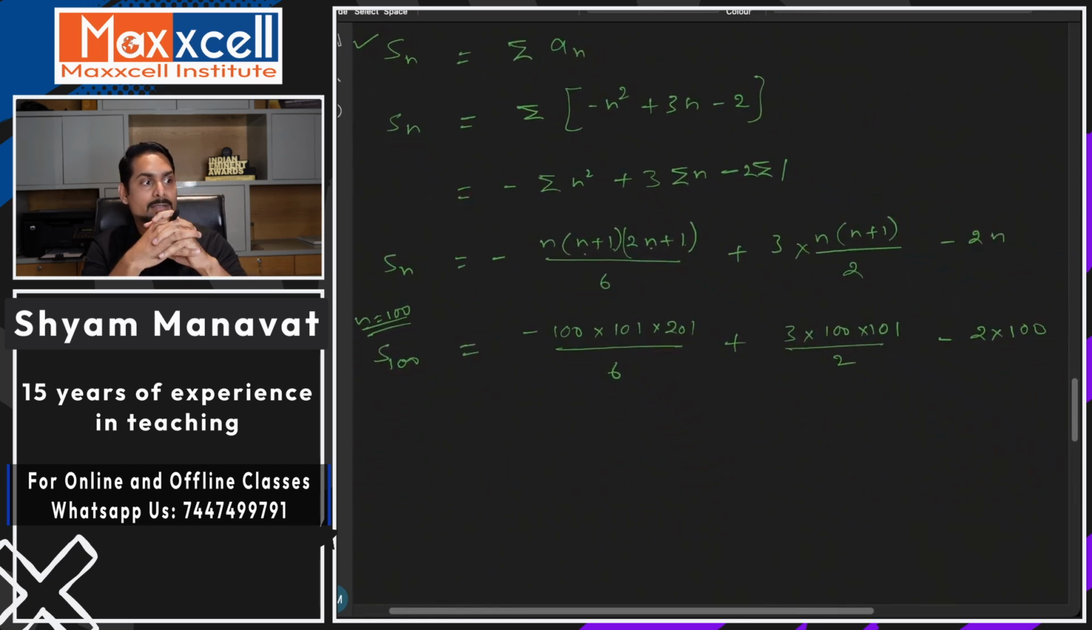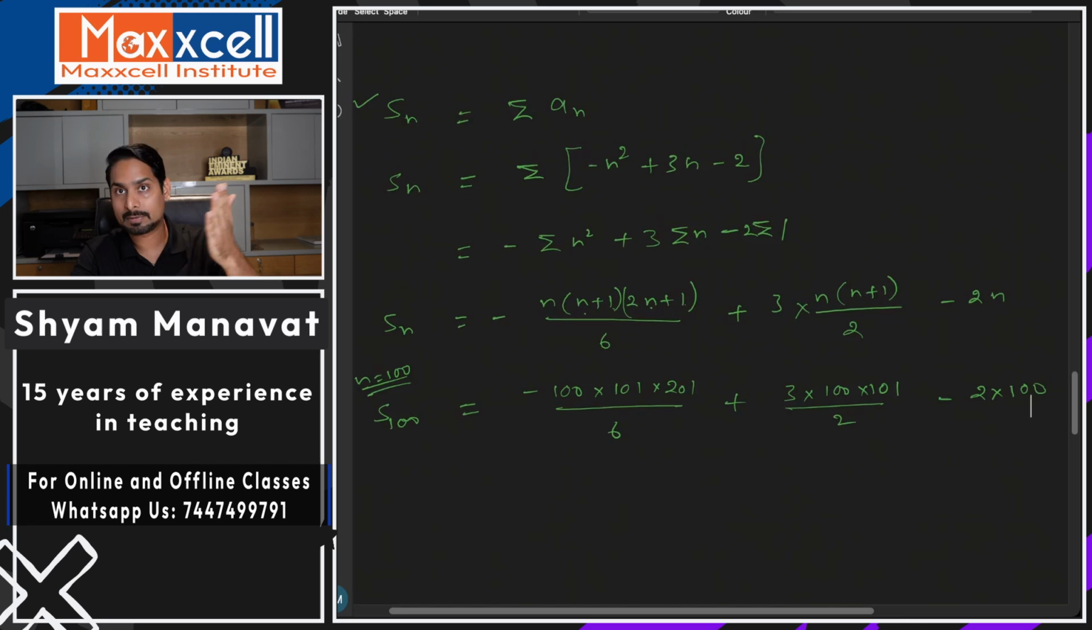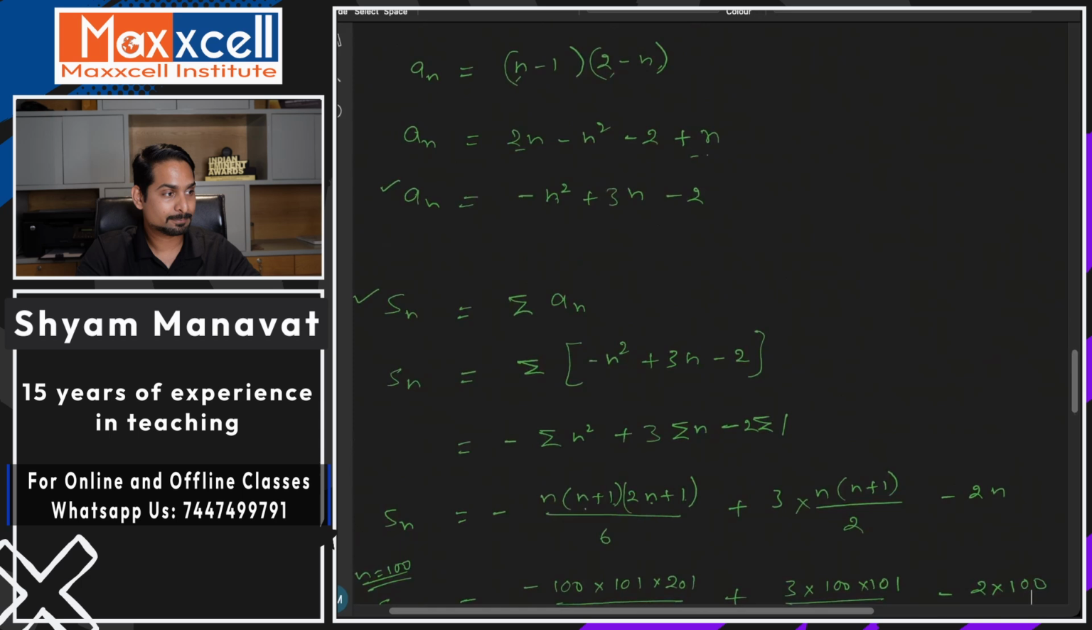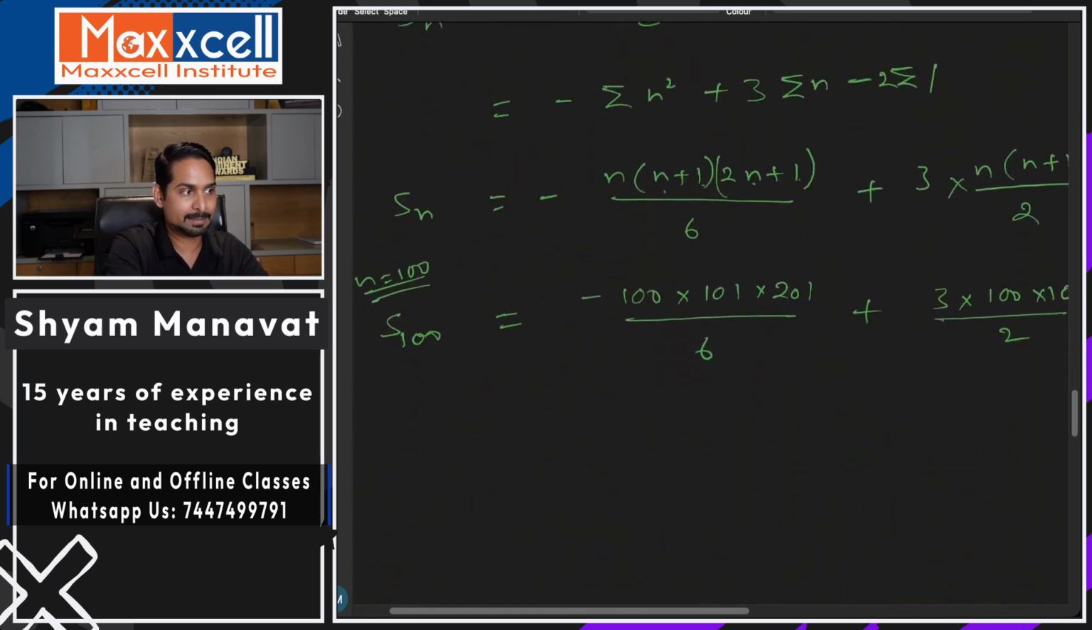Did you understand this part? Now I leave the calculation up to you. Calculation, you have to look into the calculation. We will do the calculation right now together. But what I'm trying to teach you here is how to use summation of n, summation of n square, summation of n cube, sum of 1, when you have the nth term given. So are you able to understand this part?